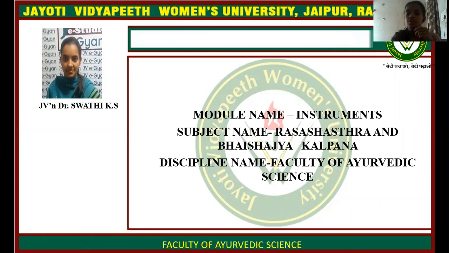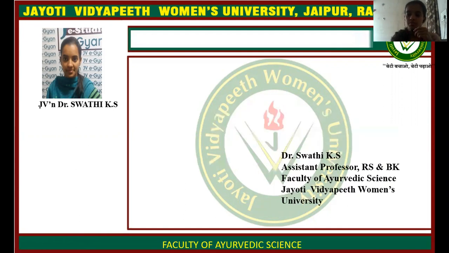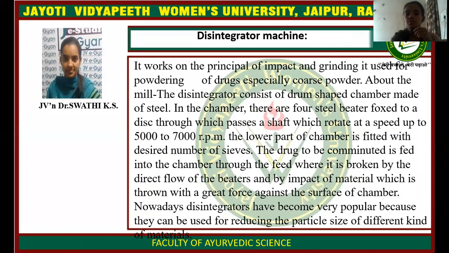So in today's session, we will deal with the knowledge regarding some of the useful instruments or equipment which are used in the Ayurveda pharmacy. So first one is the disintegrator machine. It works on the principles of impact and grinding, and it is used for the powdering of drugs, especially coarse powders.